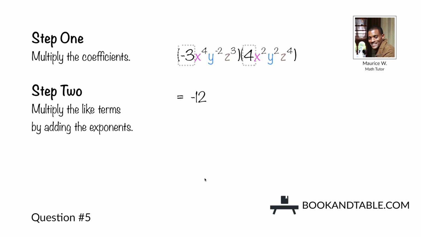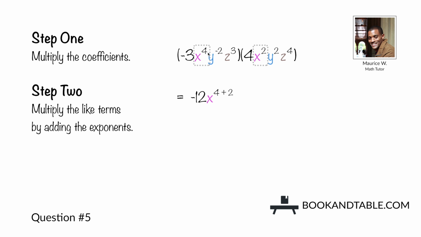Step 1, multiply the coefficients. So you multiply negative 3 times positive 4 to give us negative 12. Step 2, multiply the like terms by adding the exponents. So we'll multiply our x's, we'll then multiply our y's, and then multiply our z's.